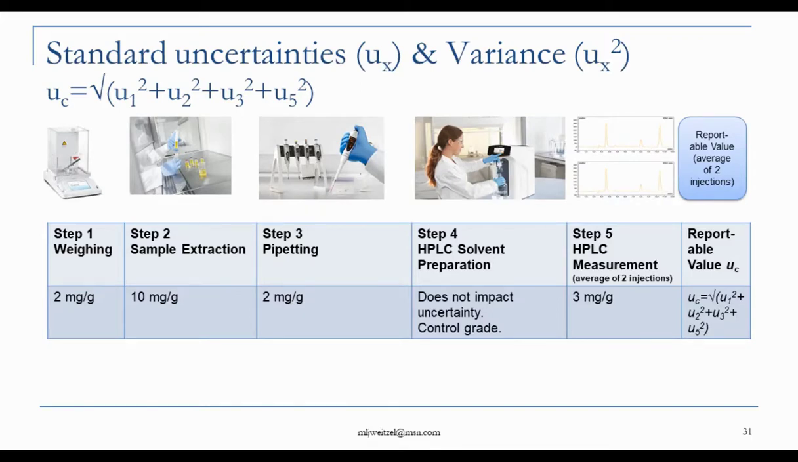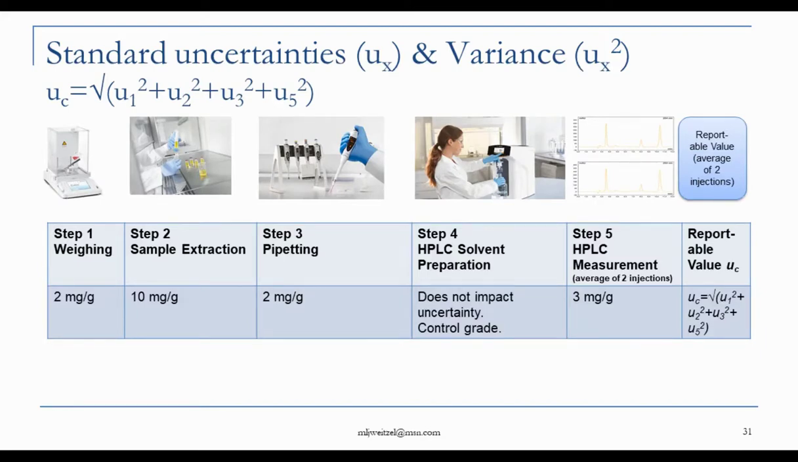So from that proper ANOVA analysis done during stage 1 and 2, it turns out that the uncertainties for each of these steps is determined. So step 1, weighing was 2 milligrams per gram. Step 2, sample extraction was 10. Step 3, pipetting was 2. In step 4, the HPLC solvent preparation, it was determined that it didn't have any impact on the uncertainty, but you did have to control the grade. So here is an example of where the analytical control strategy is to control the grade of that reagent, but there's no contribution to the uncertainty.